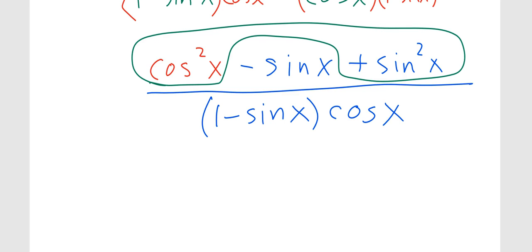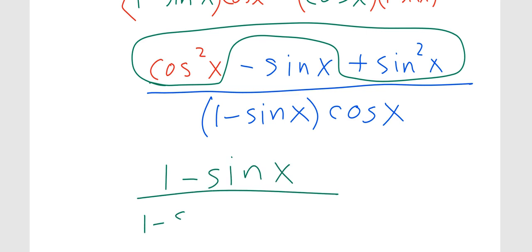Folks, we can rearrange the terms. It's called the commutative property of addition. Okay, so it would be 1 minus sine x on the top. It'd be 1 minus sine x times cosine x on the bottom.